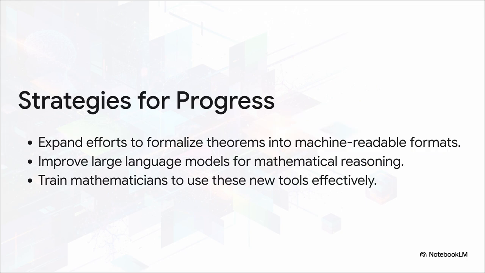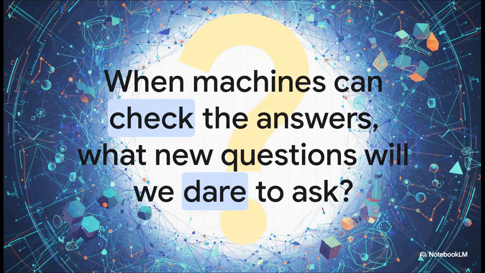So, to really make this future happen, there are a few key things we need to be doing. We need to keep pushing to get more mathematics into formats that machines can actually read and understand. We have to keep improving these large language models so they get better at actual mathematical reasoning. And this one is so important. We have to train a new generation of scientists and mathematicians to be fluent in working with these new AI partners.